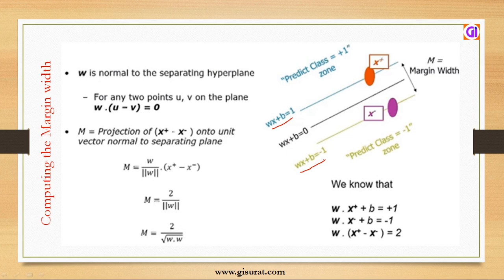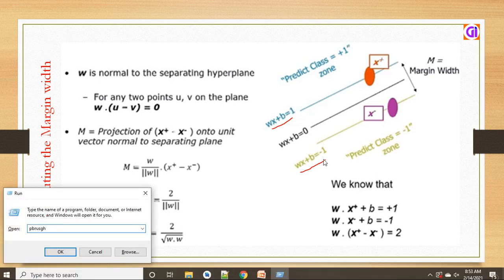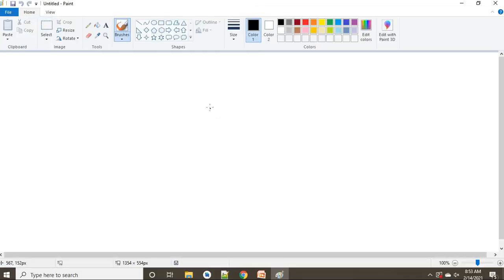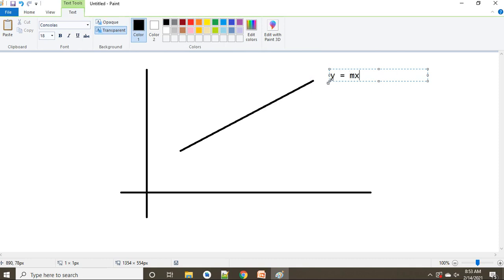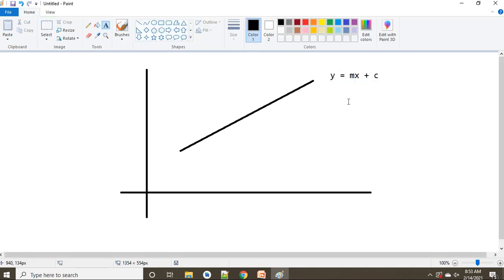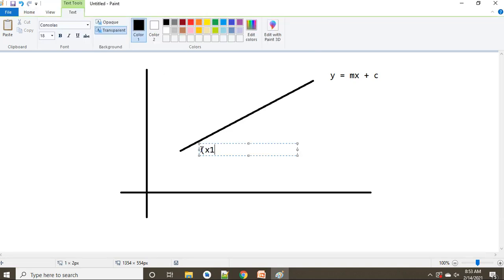Okay, now consider I have a point on this line. Now let me take one more thing. Now consider मेरे पास एक line है. Let's say this is the x and y axis. Now here I have one line, and the equation of this line is y equal to mx plus c. That is a common equation. Now consider I have some points on this line. The first point is x1, y1, and another point is x2, y2.